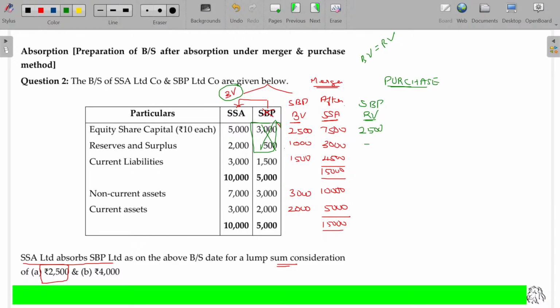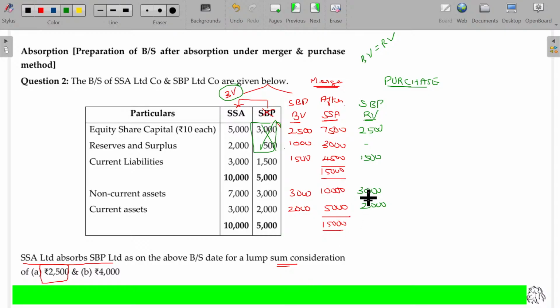Reserves and surplus should not be shown hereafter. And current liabilities will be shown at their own market value or realized value. Non-current assets and current assets will also be shown at their own market value, 3,000 and 2,000 rupees. Now cross verify whether there is a gain or not.